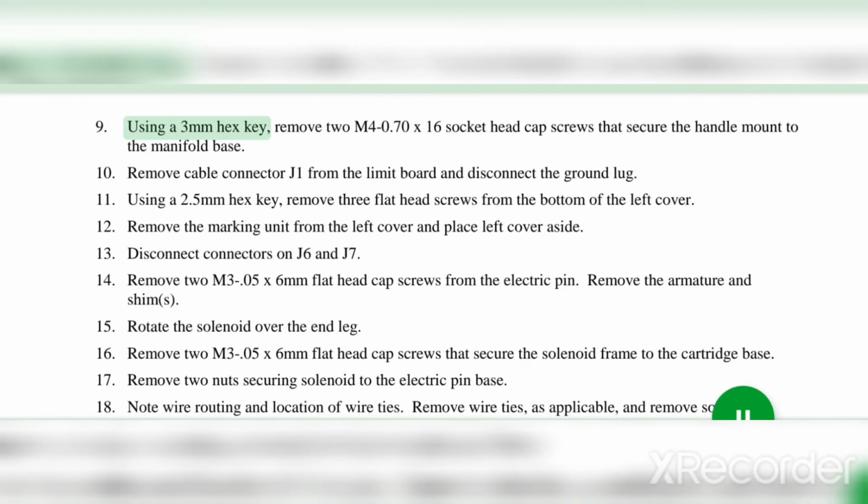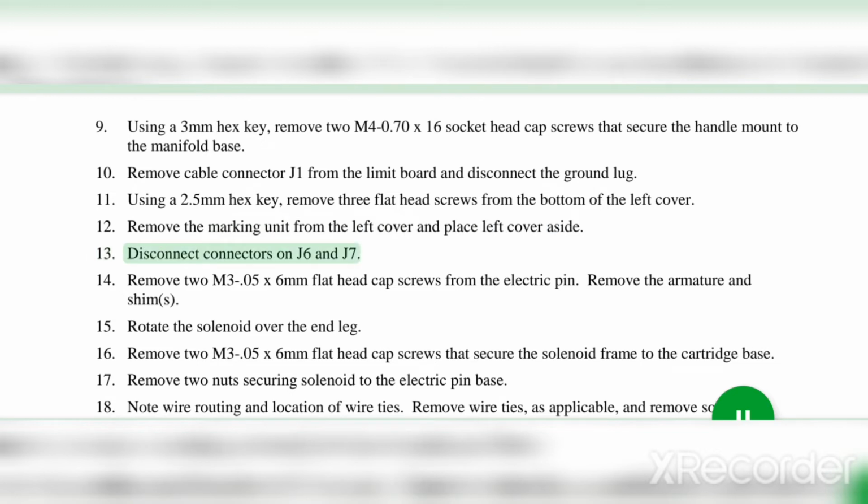9. Using a 3mm hex key, remove 2 M4-0.70x16 socket head cap screws that secure the handle mount to the manifold base. 10. Remove cable connector J1 from the limit board and disconnect the ground lug. 11. Using a 2.5mm hex key, remove 3 flathead screws from the bottom of the left cover. 12. Remove the marking unit from the left cover and place left cover aside.